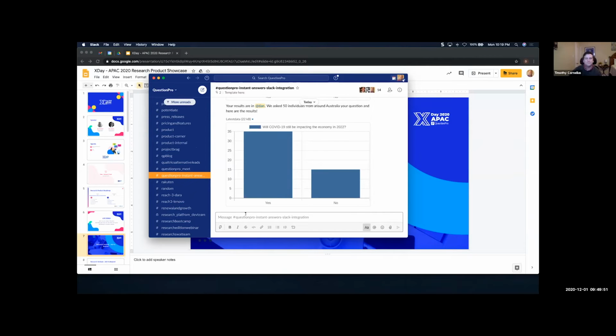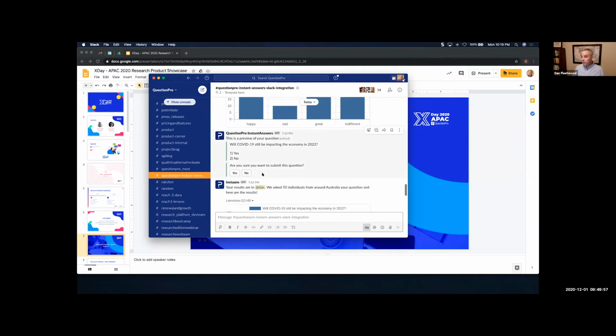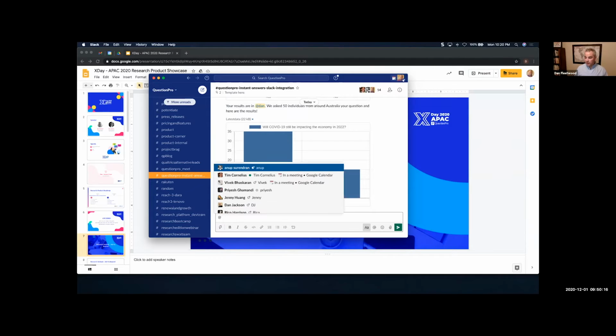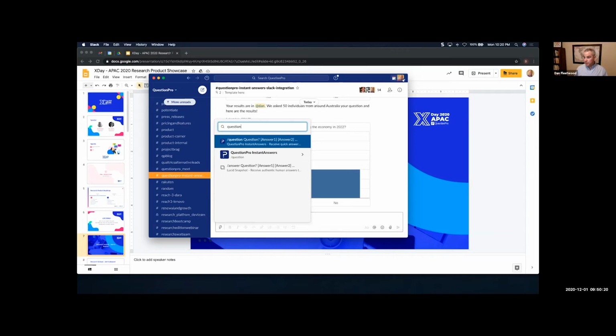So this is the Slack integration. This is a question that we asked earlier around COVID. So, I was wondering, there's a lot of talk, obviously the vaccine is here and getting this pushed out and getting people vaccinated. But will this still be impacting the economy? Do people think that it will still be impacting the economy even in a year from now in 2022? So I wanted to find this out. So I can go type a backslash, I can type question.